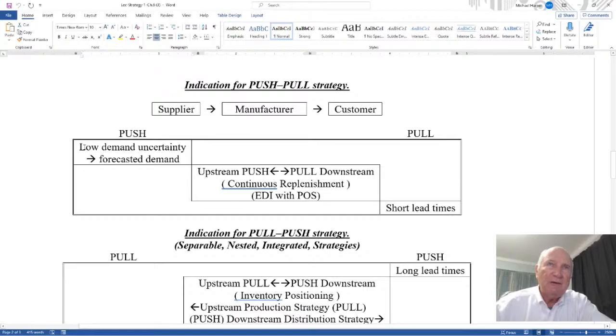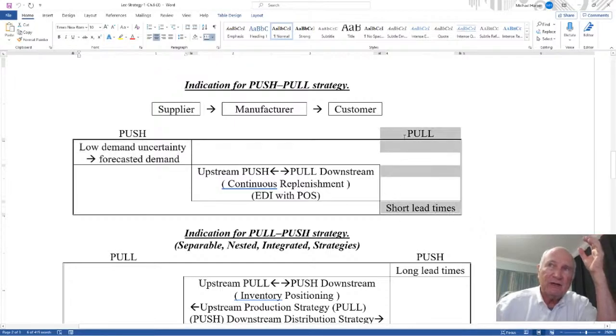First of all, remember the push upstream. This is upstream for the supplier, downstream for the customer. If it's a short lead time downstream for the customer, that's the design. And then you have forecasted demand, low demand uncertainty. In other words, it's very consistent upstream. You know what you're going to have to supply upstream for the downstream demand. But downstream, the order fulfillment strategy is going to be short lead times, high order fulfillment. So therefore, you have a push system upstream because you can have advanced planning, and then a pull system downstream for customer service or order fulfillment.